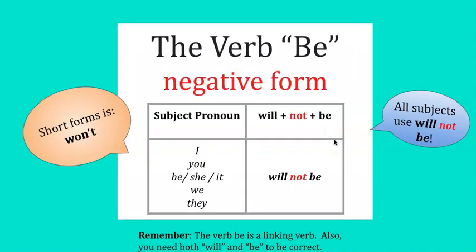The negative form of the verb be in the future tense, the simple future tense, is will not be. You can use this form, will not be, for all subjects. And if you use the contracted form, the short form, we say won't. I won't be, you won't be, he won't be.